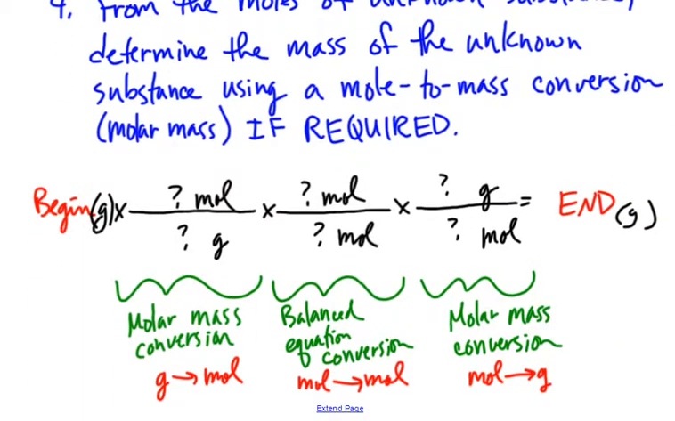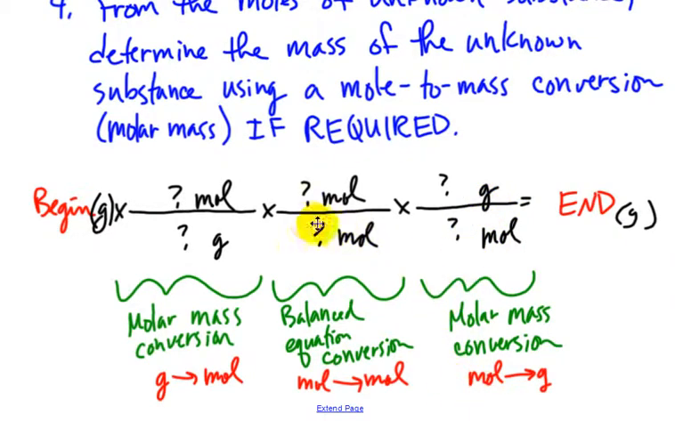So the general format looks something like this, which you may wish to copy out. If it's a big gram to gram, mass to mass conversion, you're starting with grams, you want to end up with grams. There's a molar mass conversion when going from grams to moles. Use the balanced equation to go from moles of one substance to moles of another substance. And then lastly, the molar mass of the substance you're looking for, going from moles to grams.